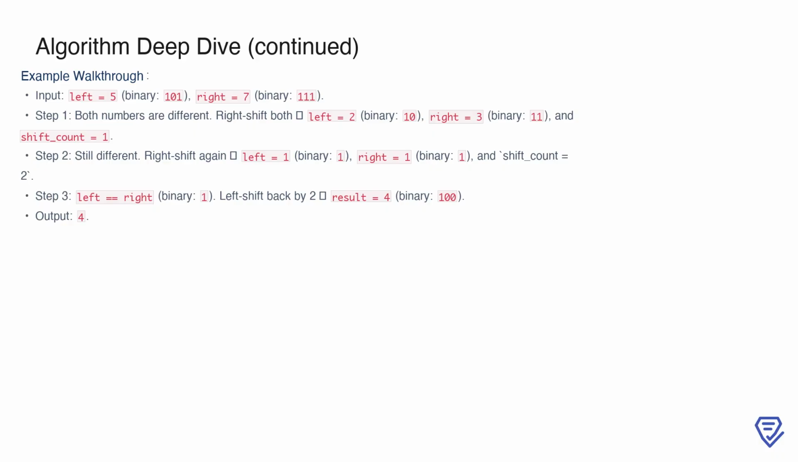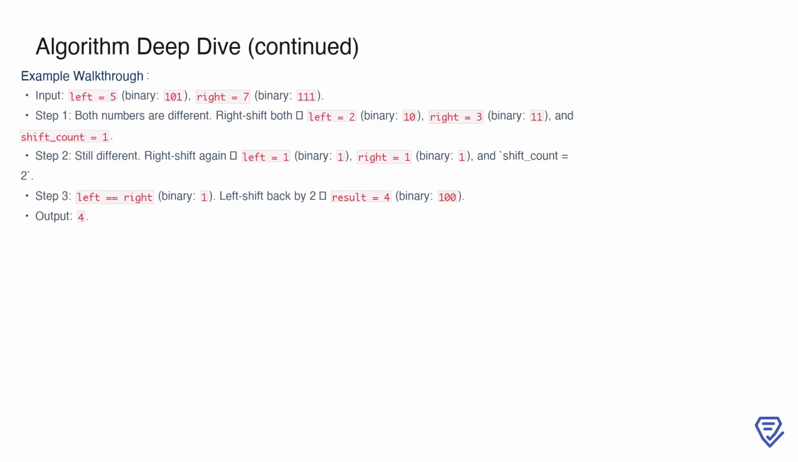Instead of iterating through every number, we focus on the binary representations of left and right. The key idea is to identify the common prefix of their binary forms by removing differing bits. Starting with left equals 5, binary 101, and right equals 7, binary 111, we see that the numbers are different, so we right shift both by 1 bit, dividing each by 2. This gives left equals 2, binary 10, and right equals 3, binary 11, with a shift_count of 1.